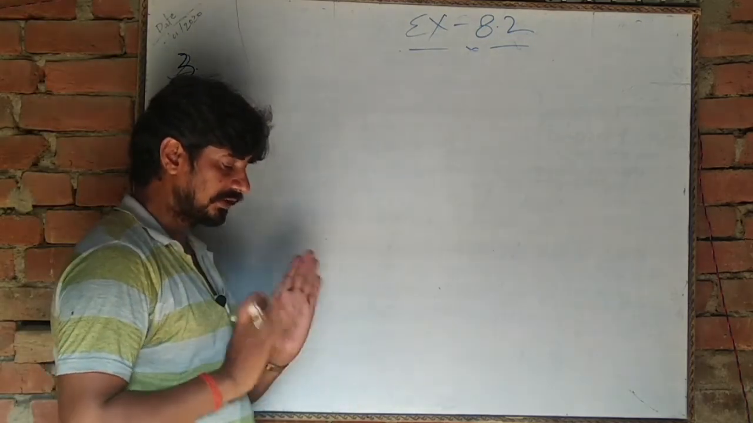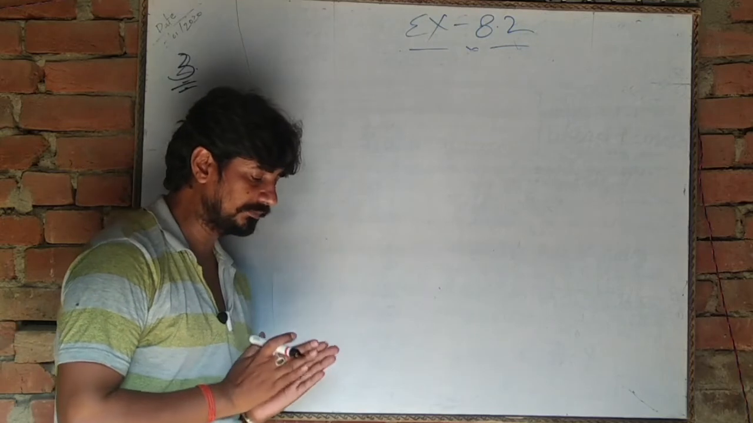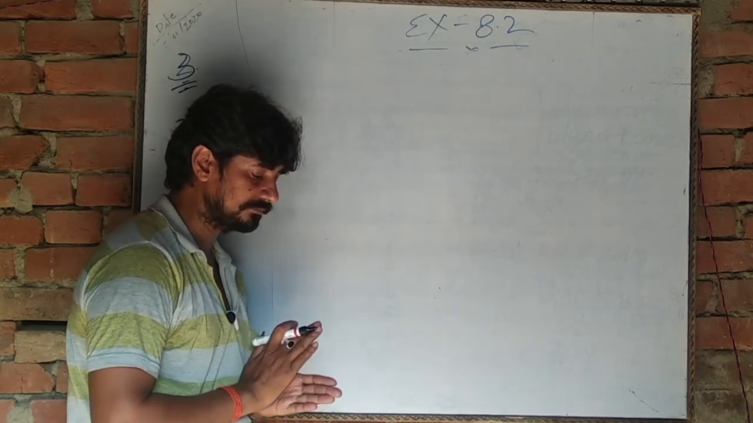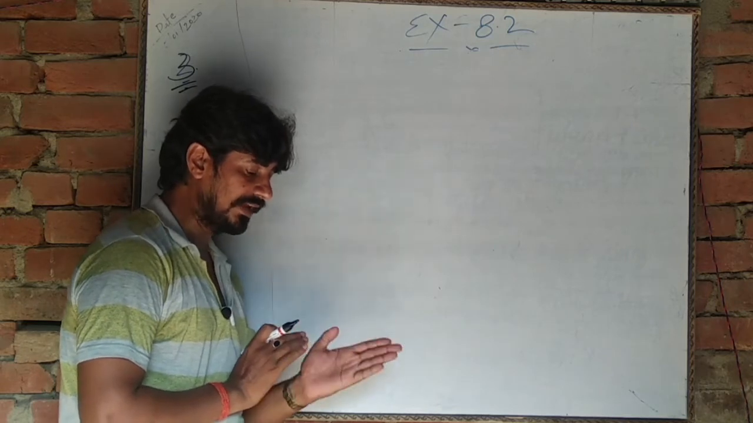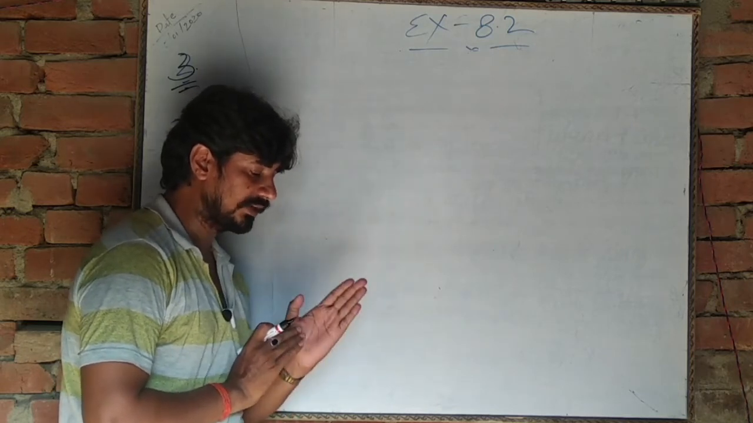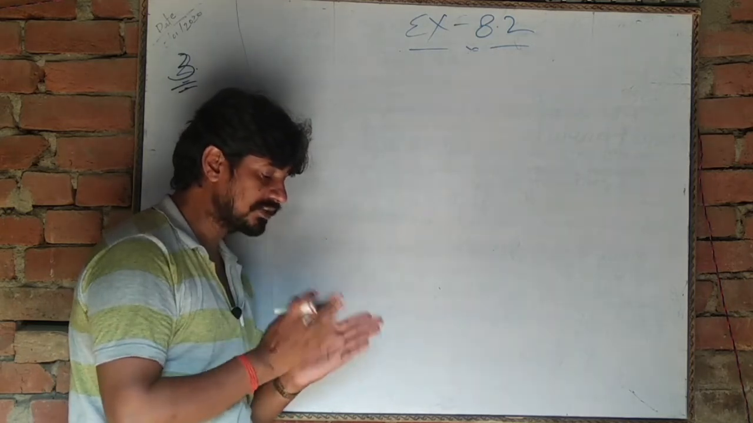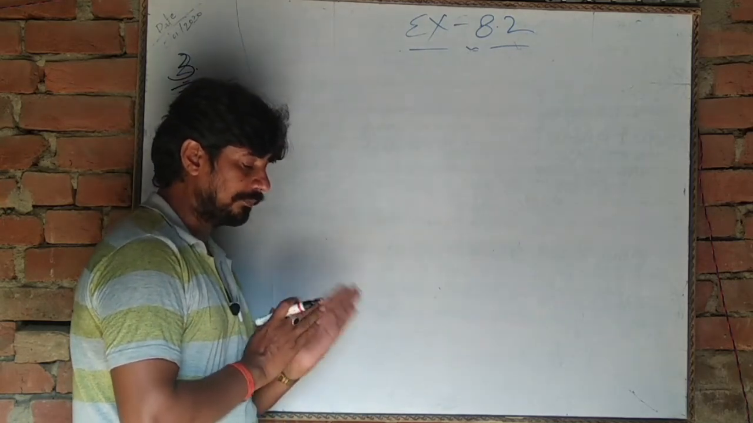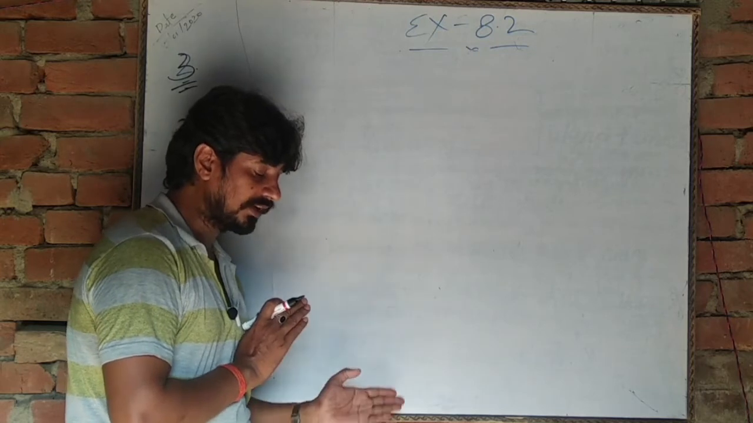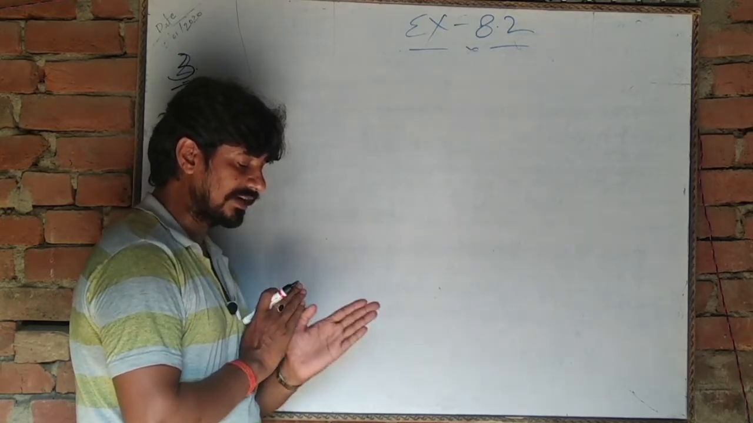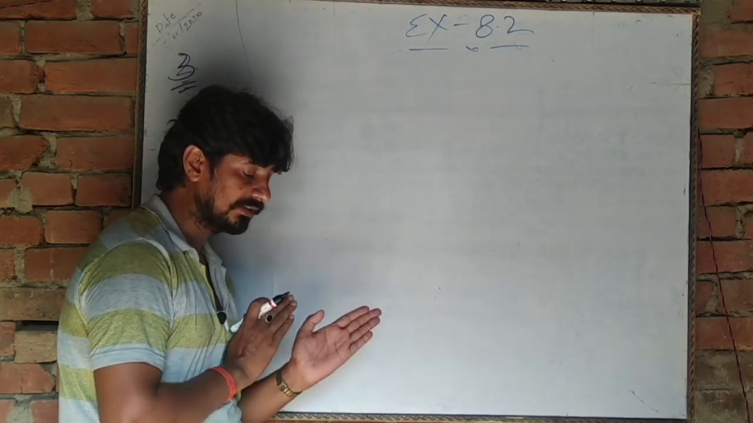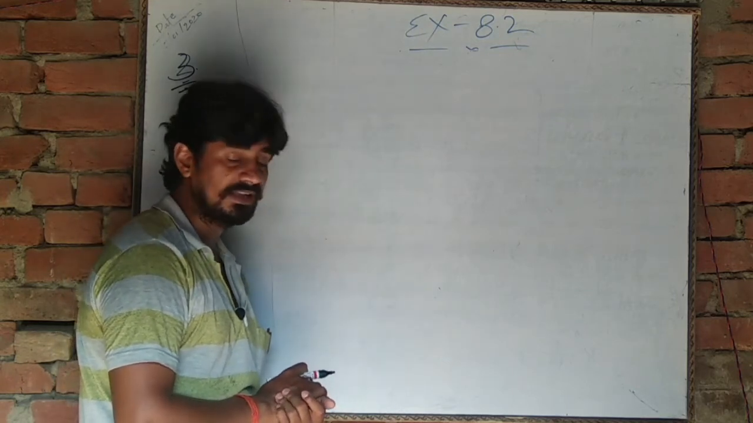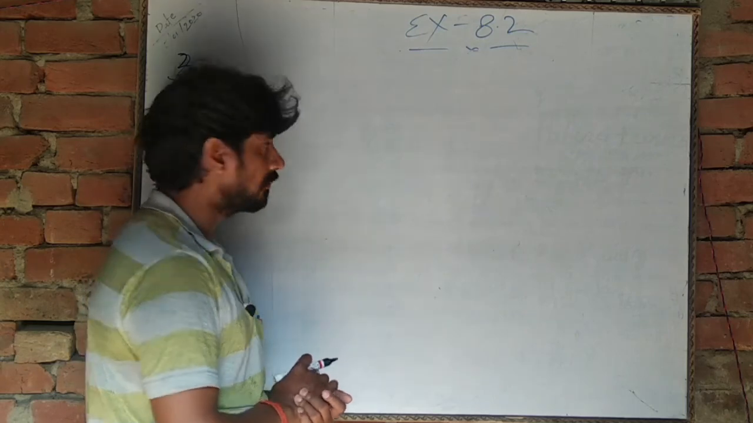If tan(A plus B) is equal to root 3 and tan(A minus B) is equal to 1 by root 3, where A is greater than 0 degree, A plus B is greater than 0 degree and A plus B is less than or equal to 90 degree, and angle A is greater than B, then find the value of A and B.